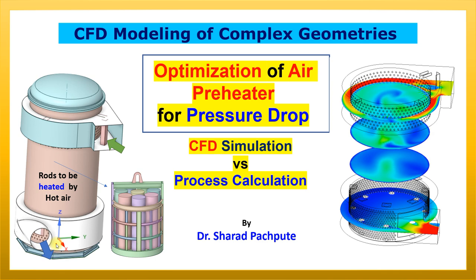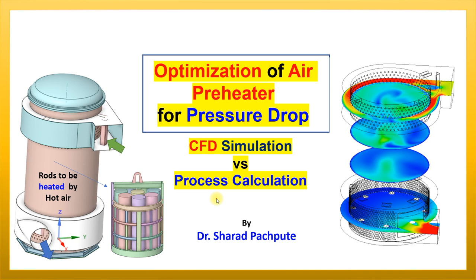Various geometric configurations have been used to get uniform air distribution across this rod. But each configuration has a different pressure drop. In this presentation, we learn what different kinds of configuration have been used to get uniform distribution. CFD simulation is expensive in some cases, where process calculation can be used to reduce the cost of simulation, and it can also save computational effort.